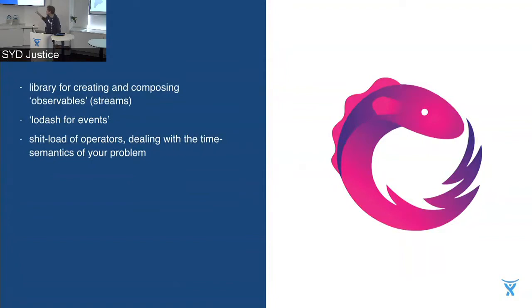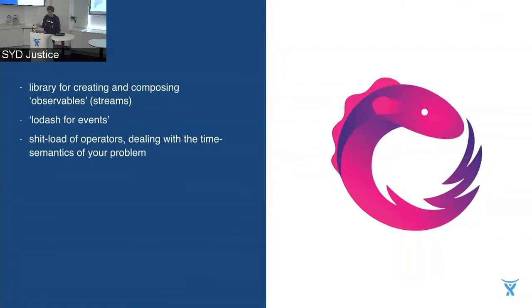But RxJS is definitely the most mature, and it seems to be the one with the most developer mindshare. There's bindings for Rx in pretty much every language that you can think of. I'm pretty sure RxJava is just a standard part of the Android development stack as well. So it's a very well-regarded, mature library, and so it makes sense to use it here.